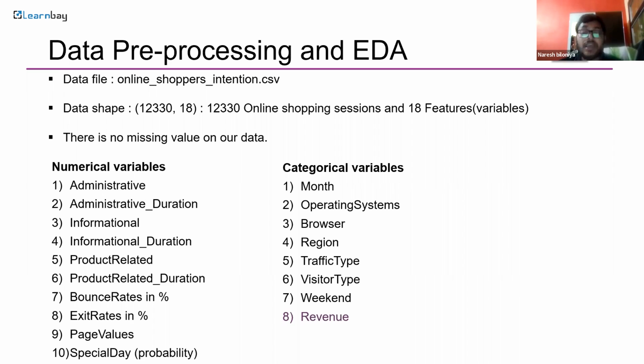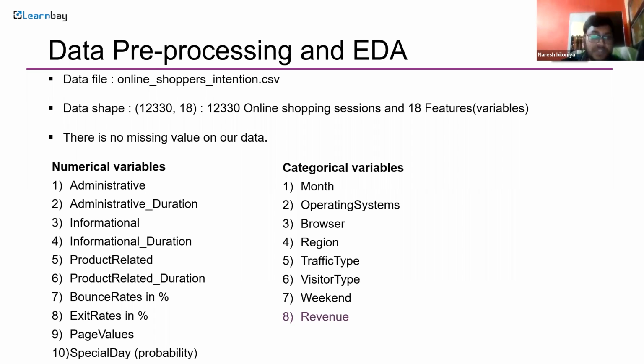Out of these 8, weekend and revenue are in boolean form, meaning they have true/false type of data only. So let's understand each feature.